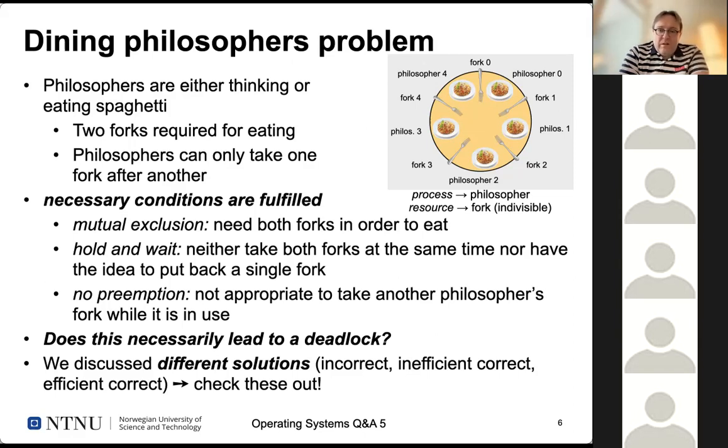And there is no preemption. So of course, it's not appropriate to just grab the fork of another philosopher while that other philosopher is eating. I mean, that would cause a big mess. So does this necessarily lead to a deadlock?